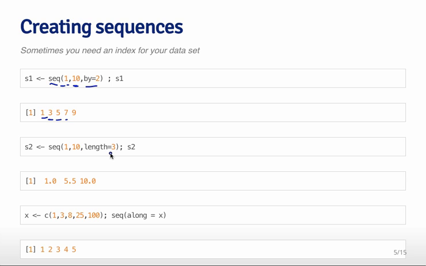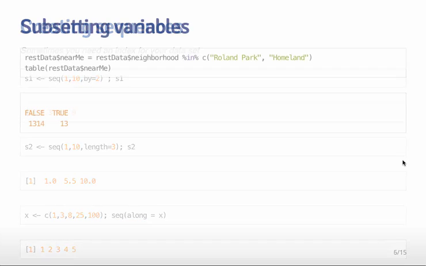Another way to do it is to specify the length of the vector. And so what that means is it'll start at 1 and end at 10, and it will create exactly 3 values. A third way is to suppose you have a vector x and it has 5 values in it, and suppose you want to create an index so that you can loop over those 5 values. You might use seq_along equals x, which will basically create a vector of the same length as x, but with consecutive indices that you can use for looping or for accessing subsets of data sets.